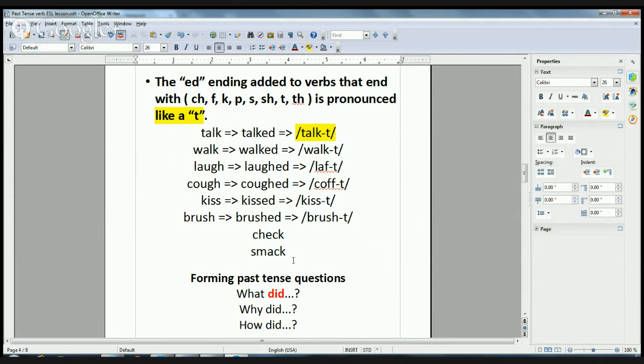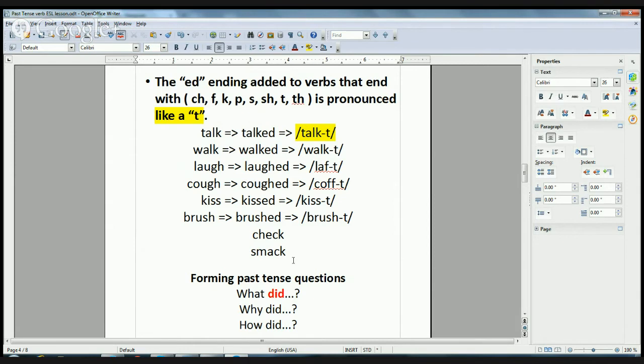Now, how are you going to remember these? You can write them down, put it on your refrigerator, put it somewhere where you can see it. Every time you come across a word and you're not sure how to pronounce the ending, just think about it. In general, you're just going to say the verb and pronounce a D, except if the word ends with a T or a D sound. Or if it ends with one of these endings, then it's pronounced like a T.